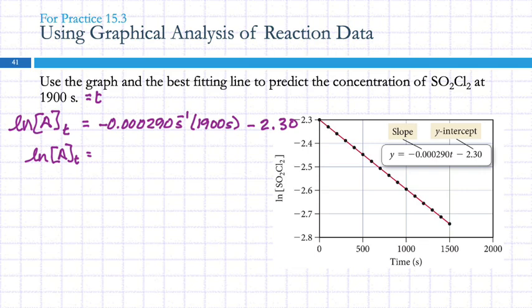And then minus 2.3. So I'm getting negative 2.851.